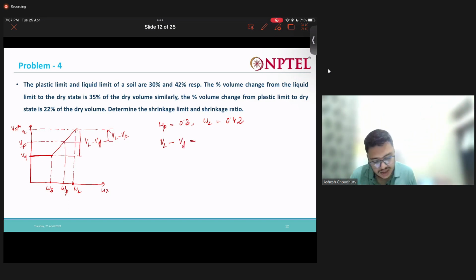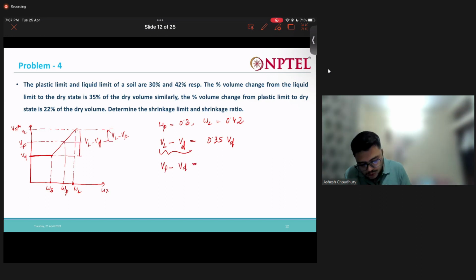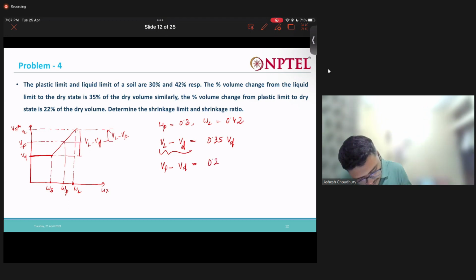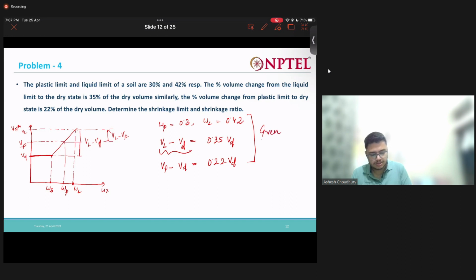It's given that the percent volume change from liquid limit to dry state is 35% of the dry volume. Means the volume change from liquid limit to the dry state is 0.35 times the dry volume. So VL minus VD is 0.35 times VD. And the volume change from the plastic limit to dry state is 22% of the dry volume. So this much is given in the question.